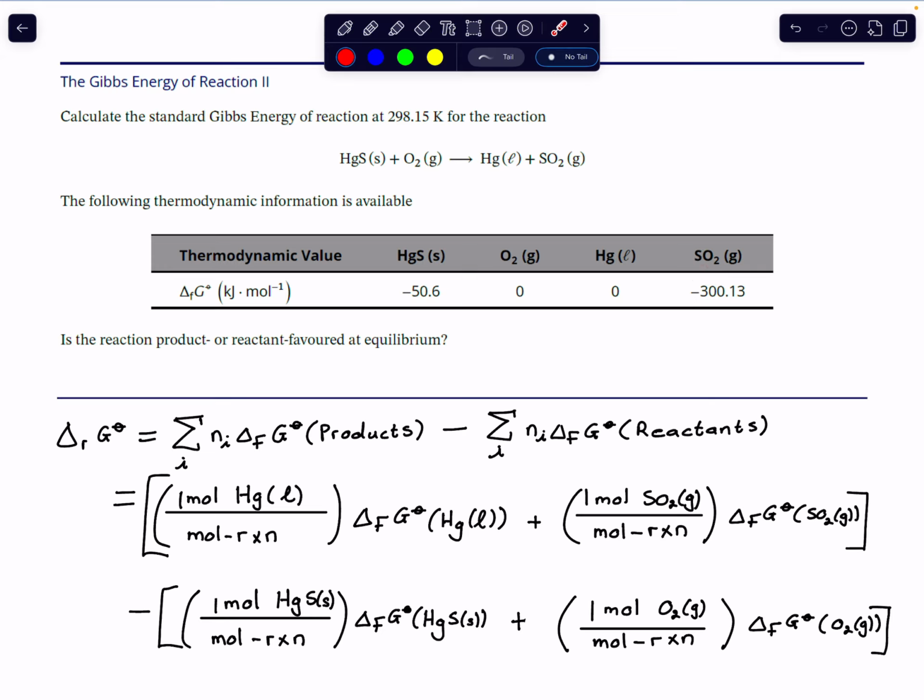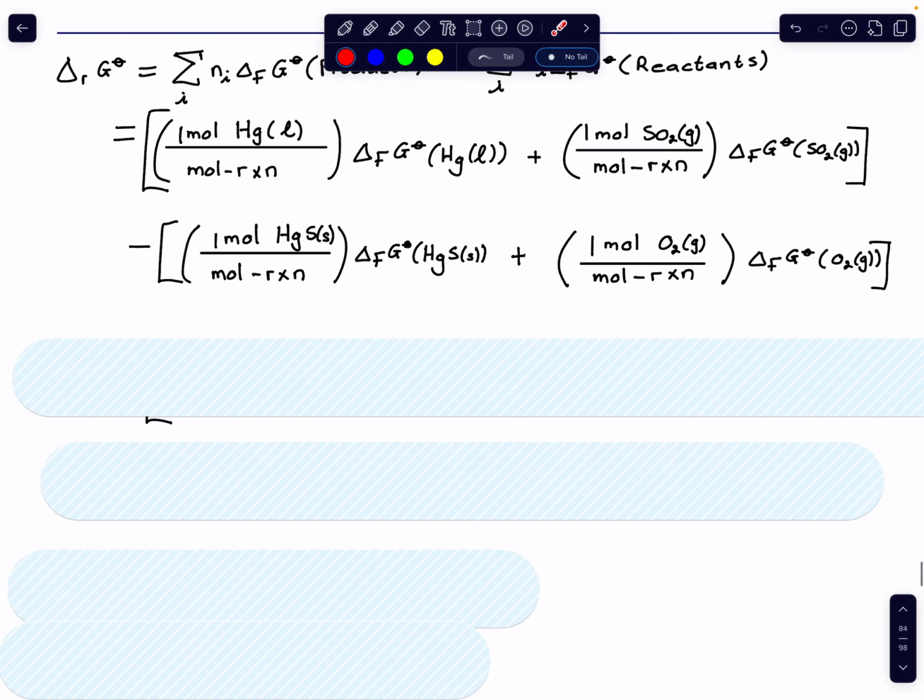And then sulfur dioxide and mercury sulfide, which is a solid, are compounds, right? So these things have Gibbs energy of formation, which we can always use as indications of how stable these compounds are at these conditions, right? But anyway, we're going to plug them into here. So that's our next step.